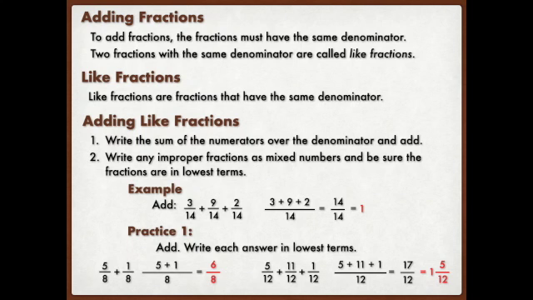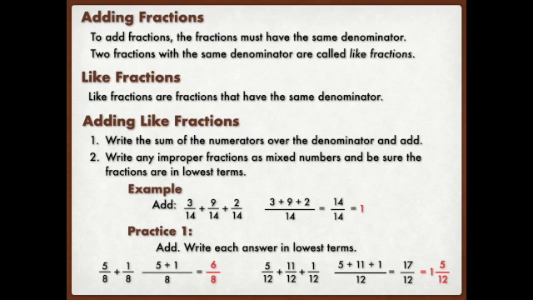So if we look at the example, we have 3 over 14, 9 over 14, 2 over 14. 14 is the same, so I'll just keep 14 down at the bottom, and then I'll go ahead and add the top numbers. We're going to write any improper fraction as a mixed number and be sure that the fractions are in the lowest terms. So here we add them, and 14 over 14 of course is 1.